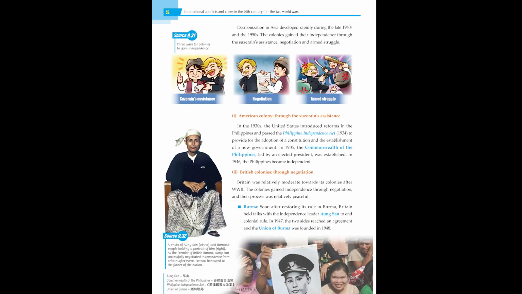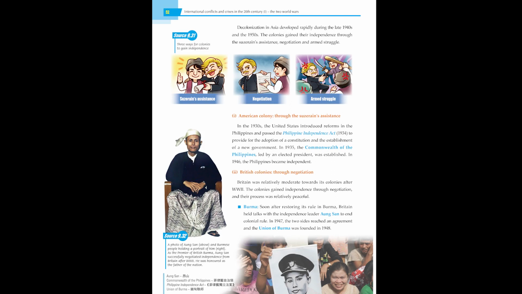Decolonization in Asia developed rapidly during the late 1940s and the 1950s. The colonies gained their independence through the suzerain's assistance, negotiation, and armed struggle. Look at the source 9.31. 3 ways for colonies to gain independence. Suzerain's assistance, negotiation, armed struggle.